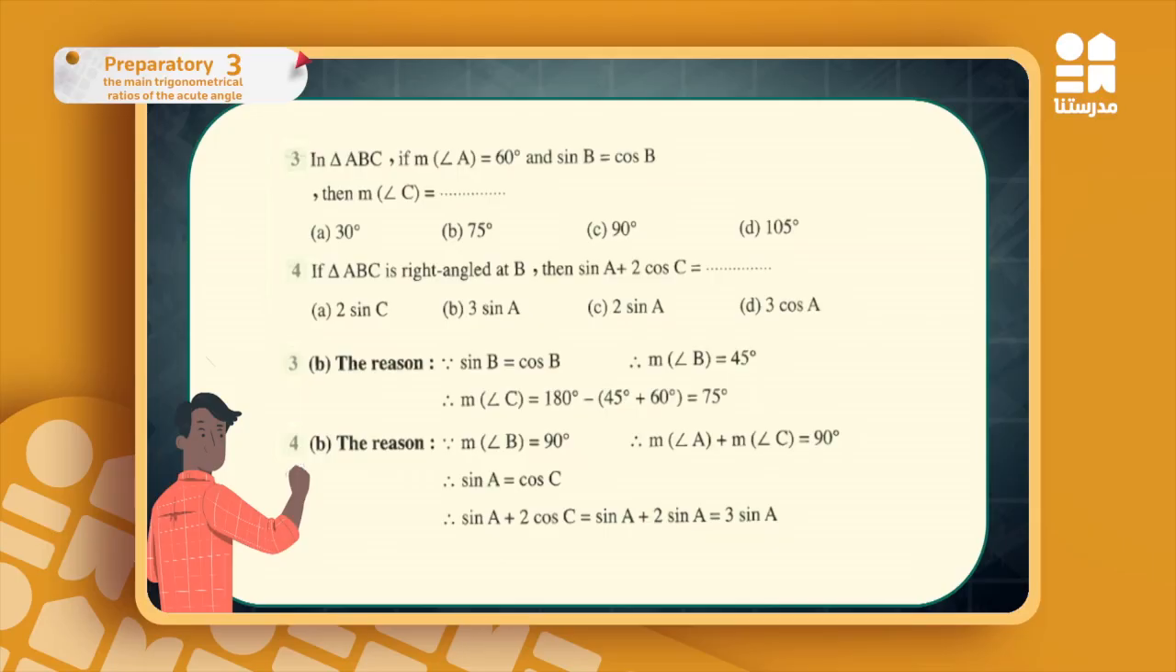What does he want from me? He wants sin A plus 2 cosine C. So I will say measure angle B is 90, so A and C together equal 90. Sin A equals cosine C because they are complementary. So sin A plus 2 cosine C equals: I leave sin A as it is, the plus as it is, and the 2 as it is, and I will replace cosine C and put sin A. Now I have sin A plus 2 sin A. So the answer is 3 sin A.